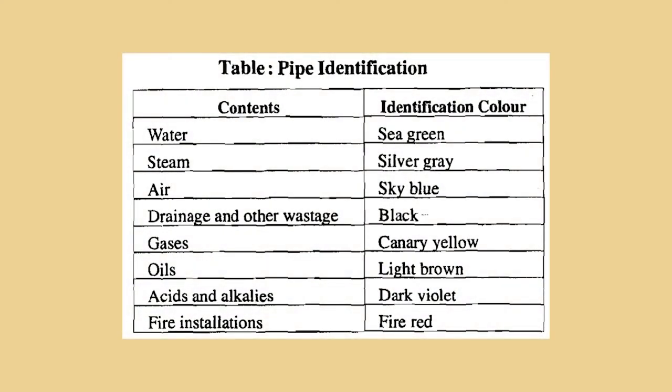Pipe identification. Water pipes are colored sea green, steam pipes silver gray, air pipes sky blue, drainage and other waste pipes black, gases canary yellow, oils light brown, acids and alkalis dark violet, and fire installation pipes red. Service connection.